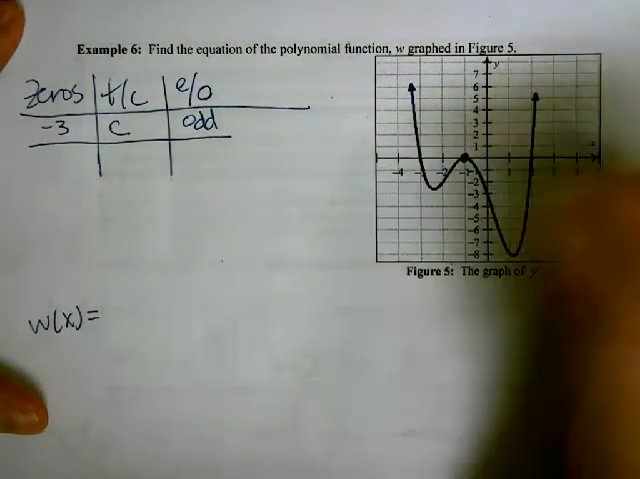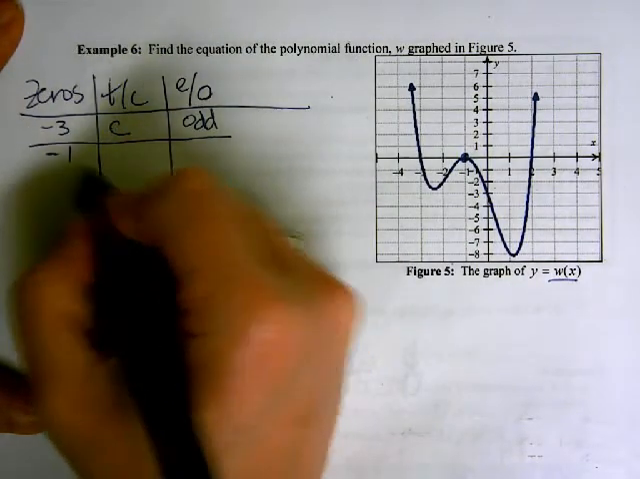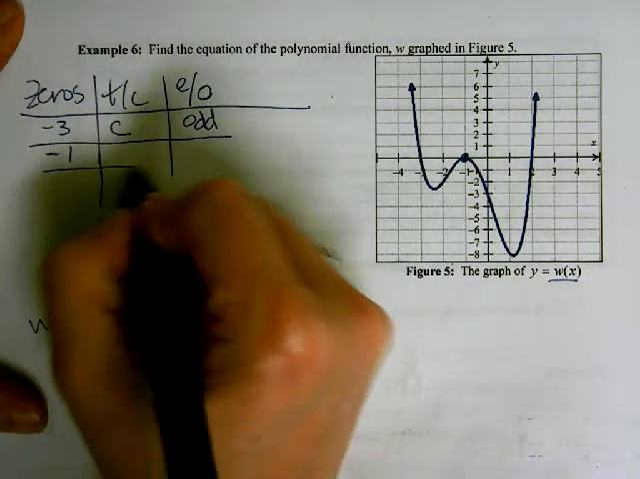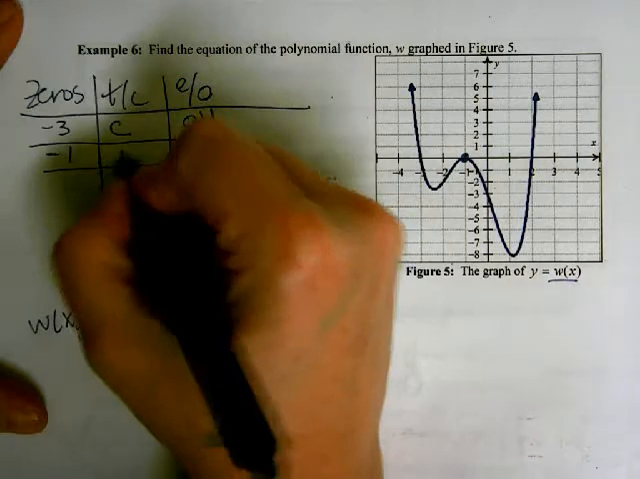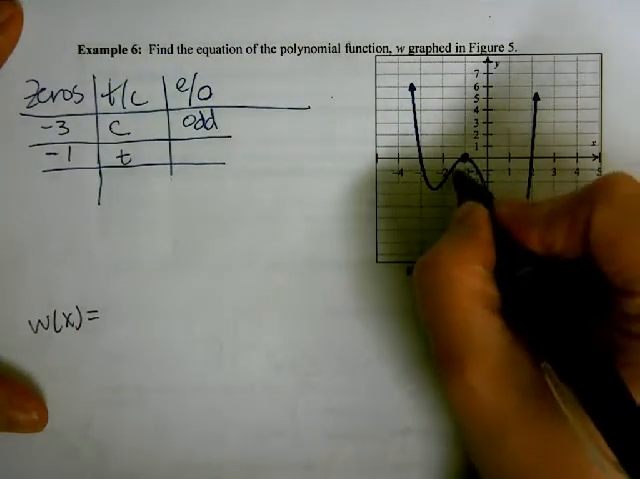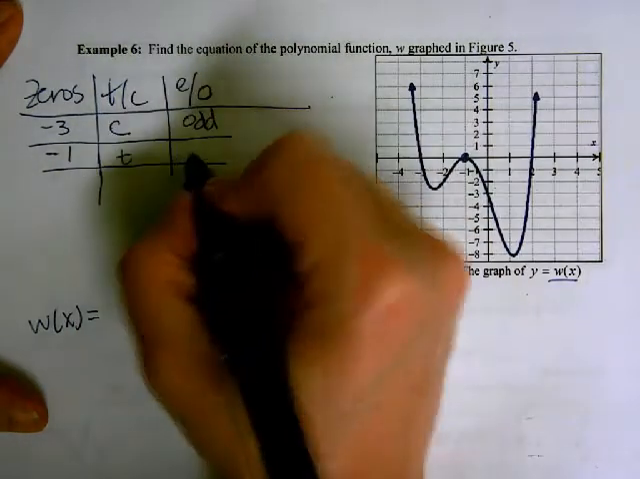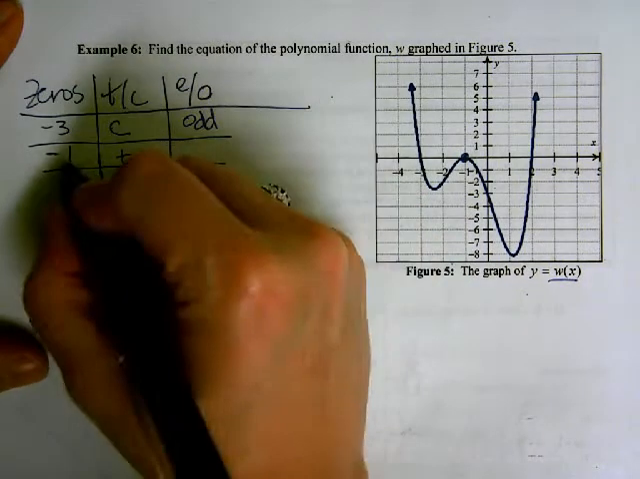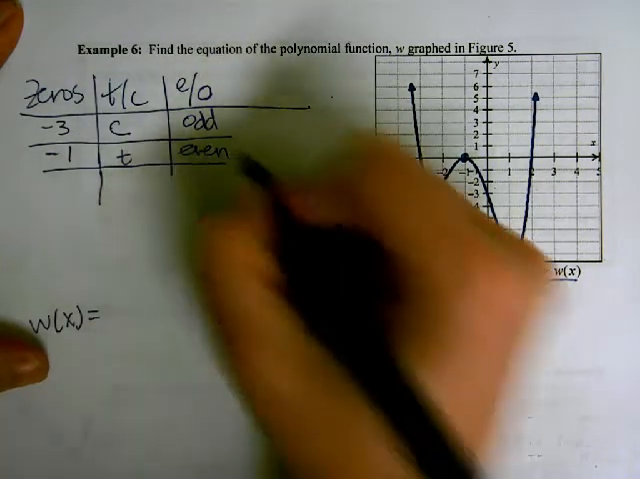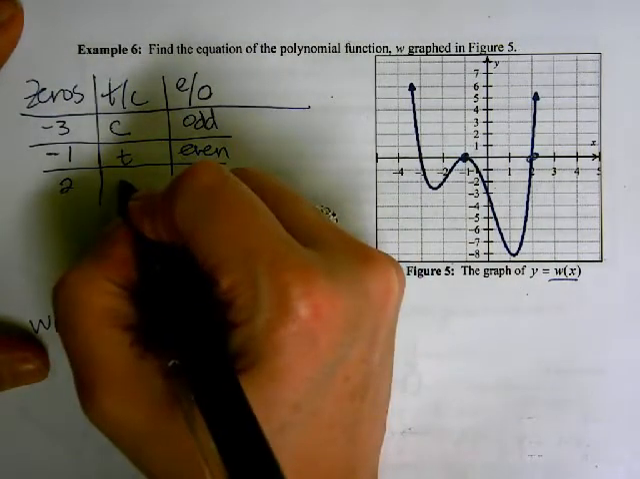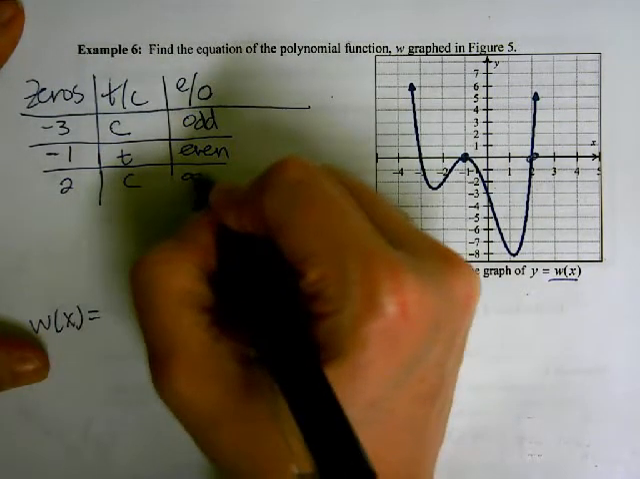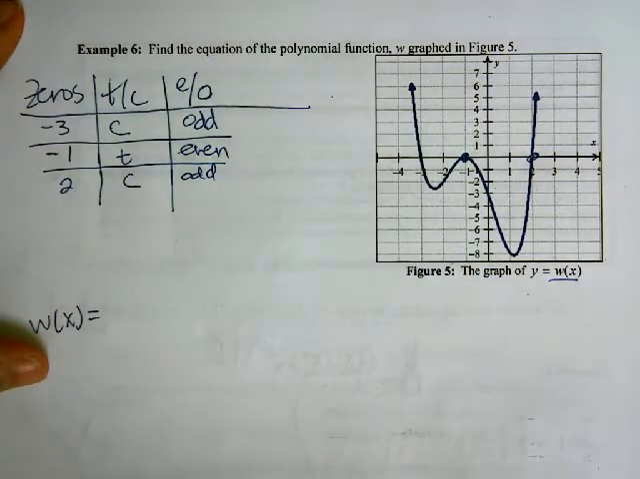The next x-intercept is -1, or the next 0 is -1, because the intercept would be -1, 0. It is touching, meaning going up and then coming back down. It's not going through, it's going down, which means that the multiplicity of that 0 has to be even. The last one is 2, which it is crossing, which means the multiplicity of that is odd.